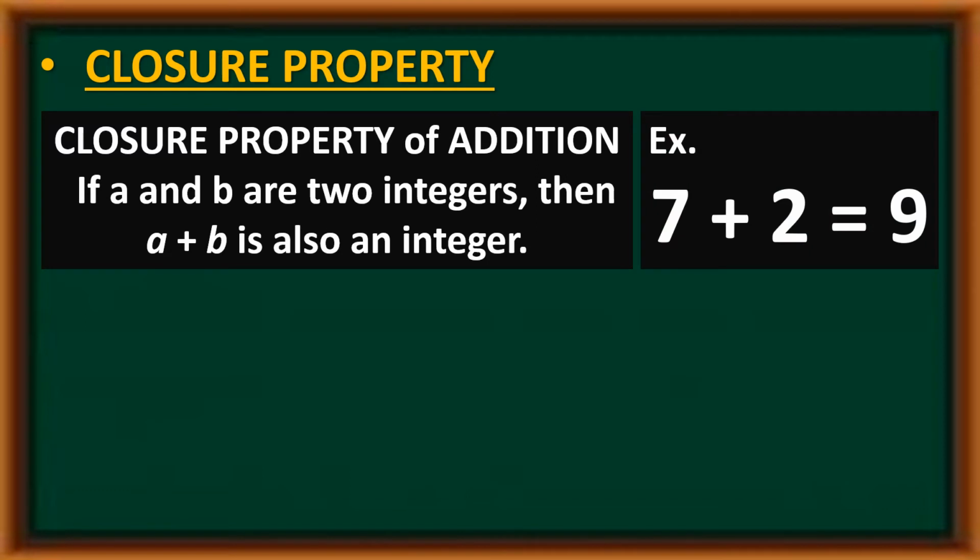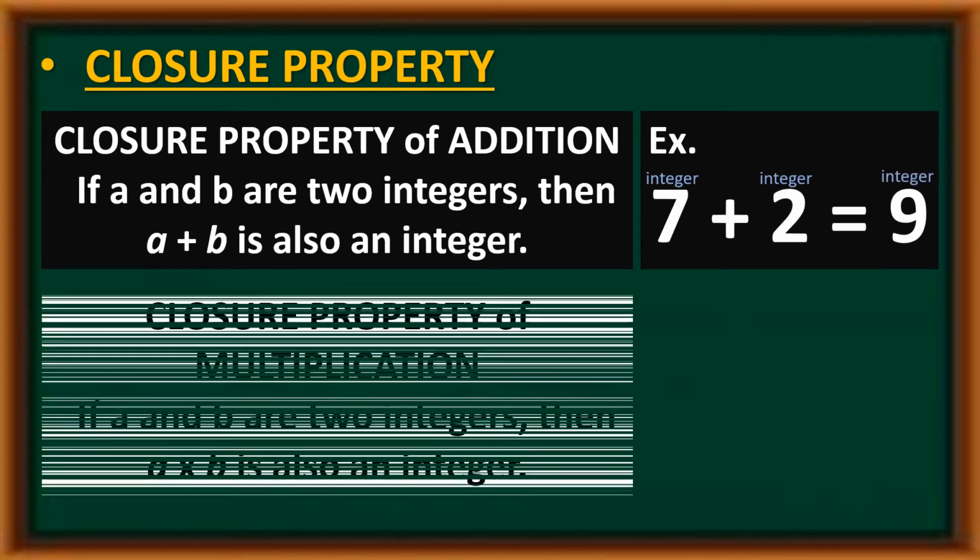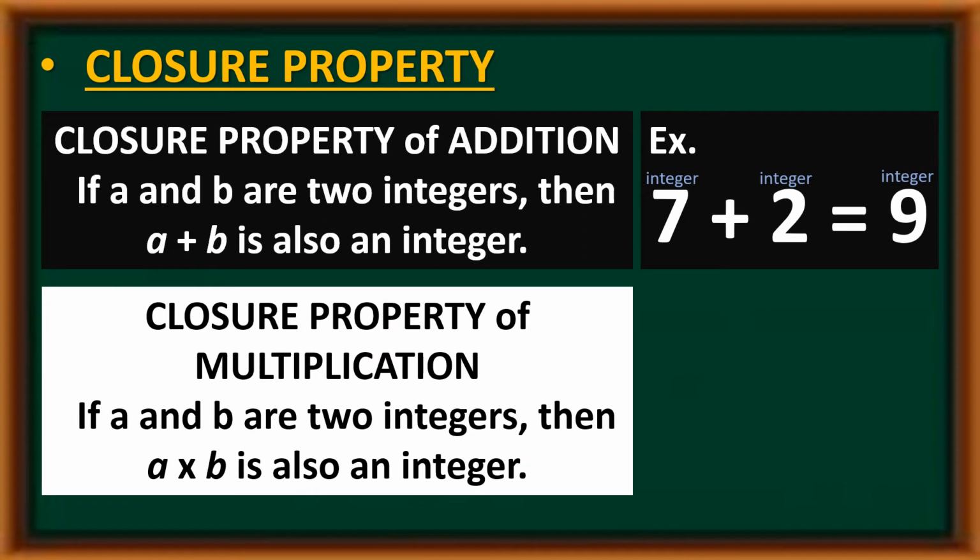Example, we have 7 plus 2 is equal to 9. 7 is an integer, 2 is an integer, and 9 is an integer. Next is closure property of multiplication. If A and B are two integers, then A times B is also an integer. So dito kay closure property of multiplication, pag nag-multiply tayo ng integer, ang sagot natin ay integer din.